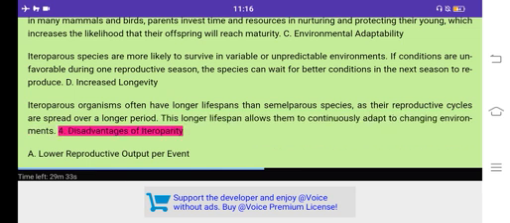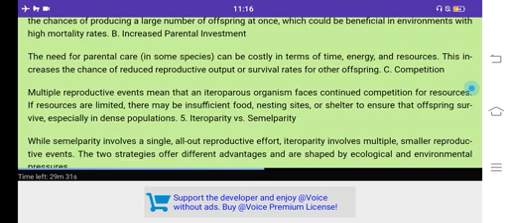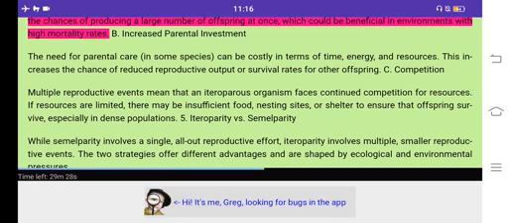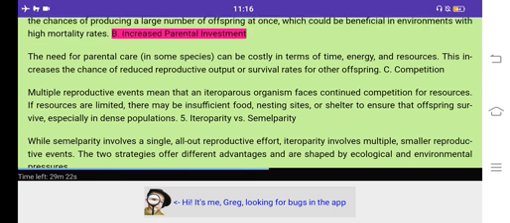4. Disadvantages of iteroparity. A. Lower reproductive output per event. Each reproductive event typically results in fewer offspring compared to some semelparous species. This reduces the chances of producing a large number of offspring at once, which could be beneficial in environments with high mortality rates. B. Increased parental investment.